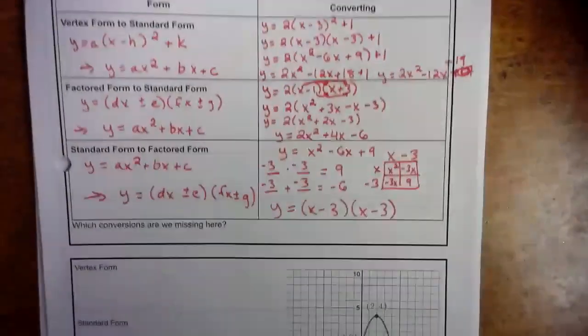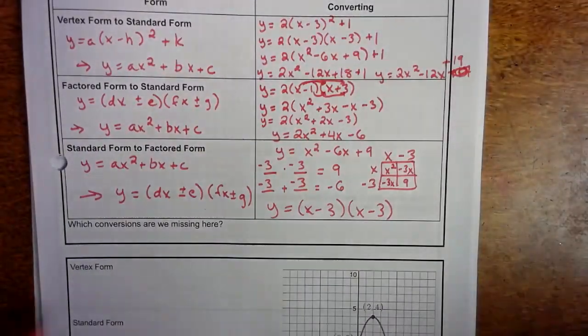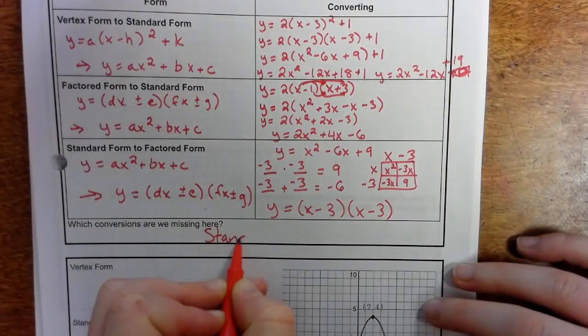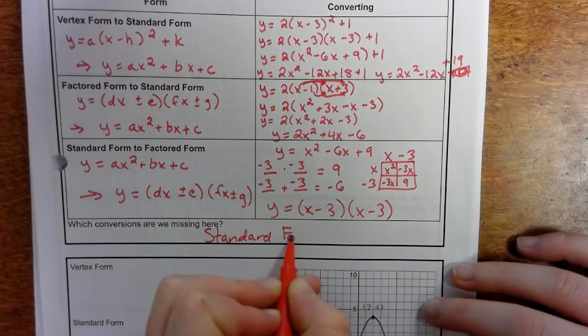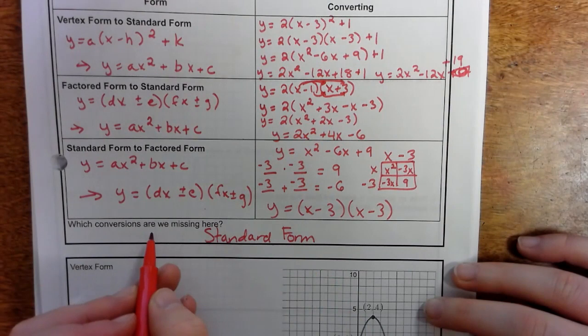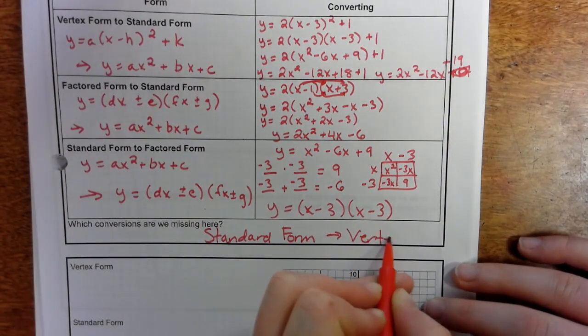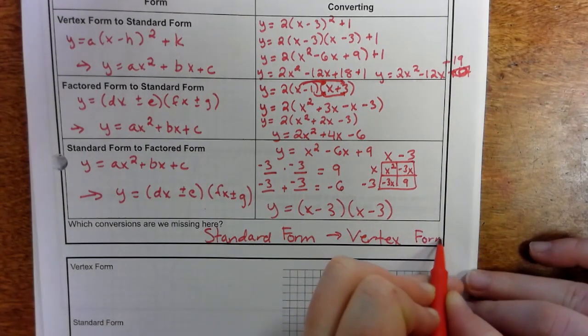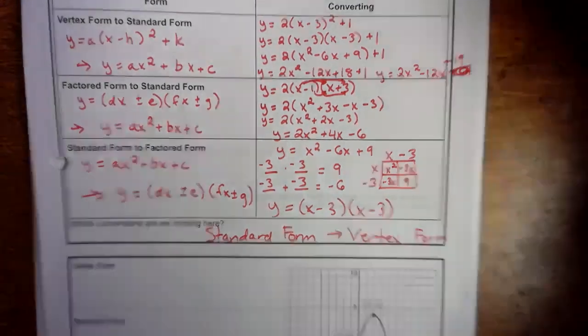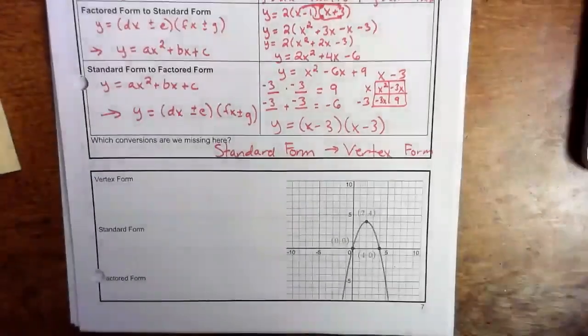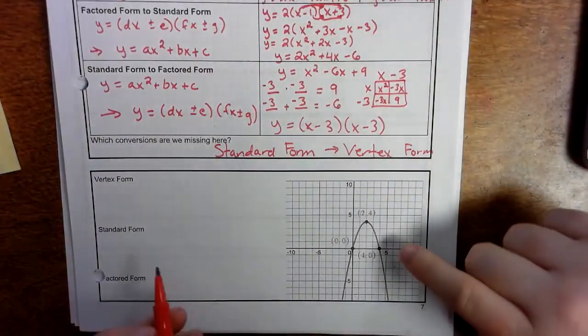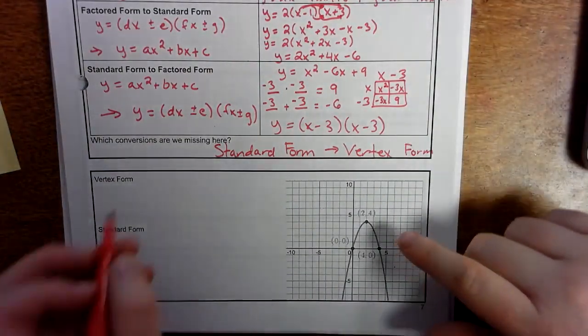Okay, so what conversions are we missing here? We're missing standard form, to vertex form, which we will learn in lesson 3 by completing the square. Okay, so we're going to write these in all 3 forms. Vertex form is the fastest, especially from a graph.